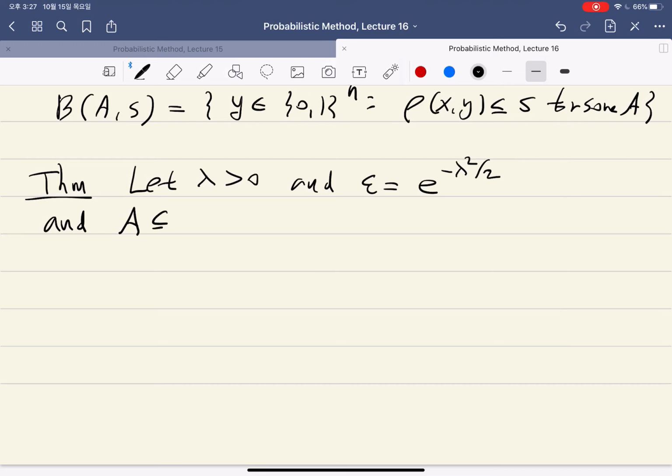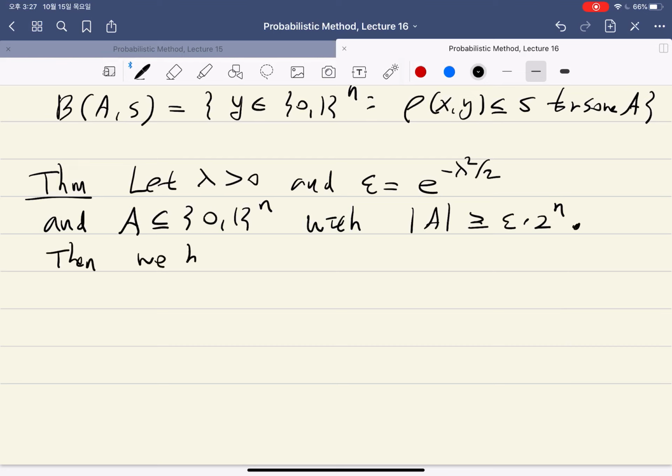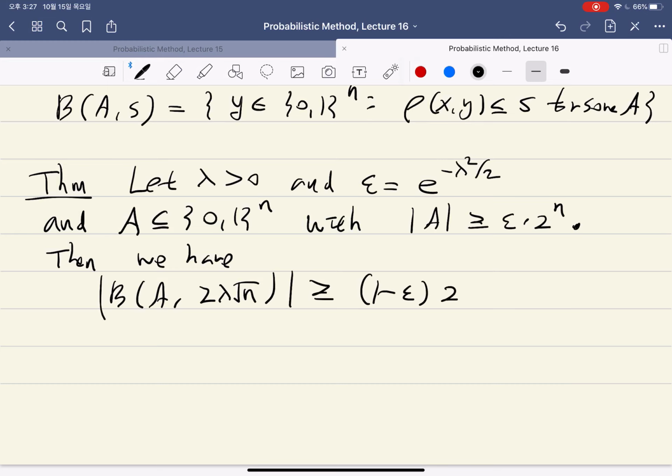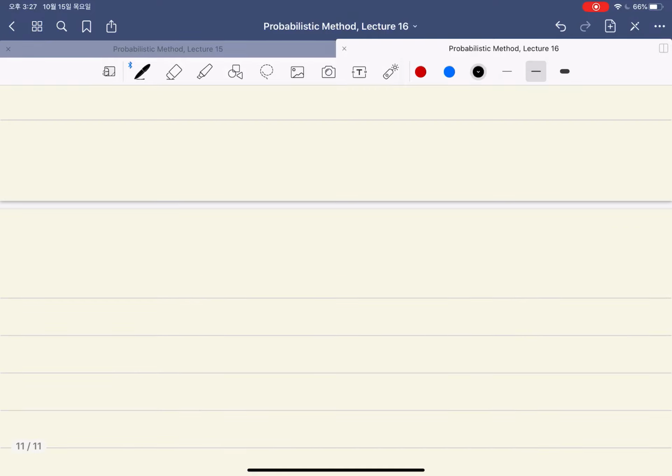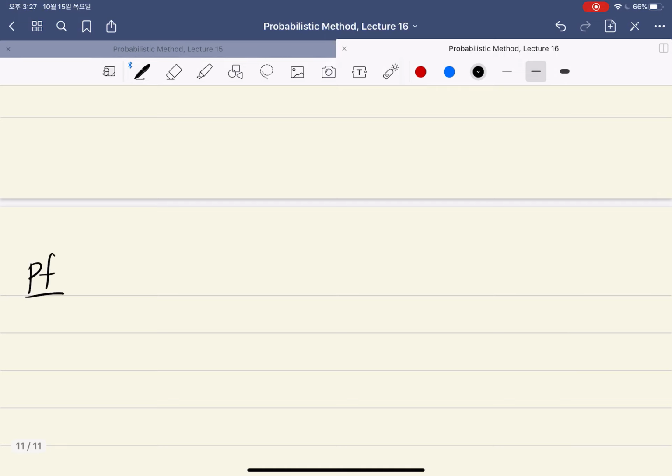And say let A be a subset of these points which contains at least epsilon times 2 to the n points, so an epsilon fraction of points. Then we have that the ball around A with radius 2 lambda square root of n contains all points except an epsilon fraction. So the proof uses a similar approach as before. We choose a point G in {0,1}^n uniformly at random.